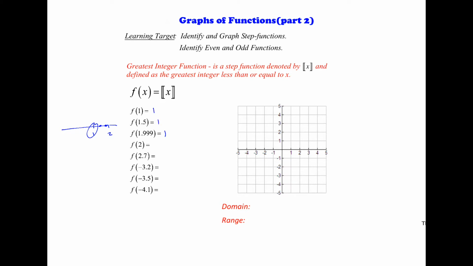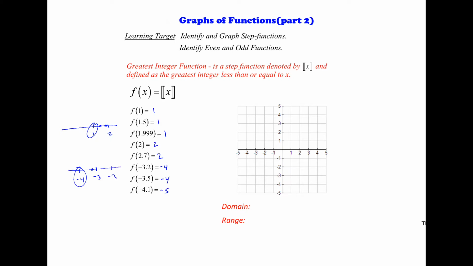So what about f of 2? Well, the greatest integer less than or equal to 2 is 2. 2.7 is 2. Negative 3.2, be careful, you have negative 3, negative 4, and we'll put negative 2 on the other side. Negative 3.2 is right here. What's the greatest integer less than or equal to that? Well, less than is negative 4. Same as negative 3.5, and then negative 4.1 would be negative 5. So you're always going to the left, that integer to the left of that value, unless it's an integer itself.